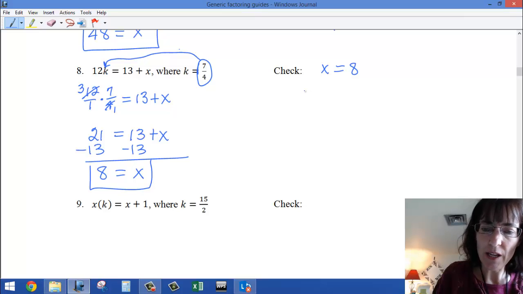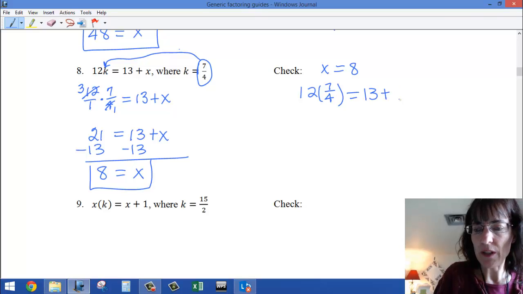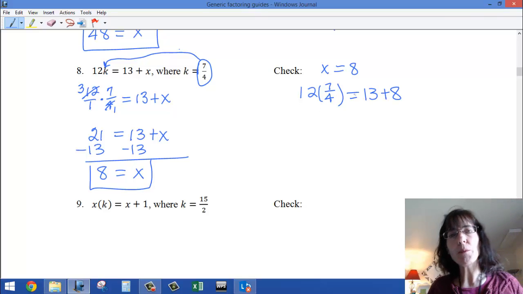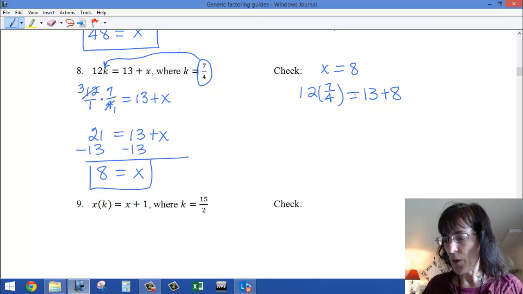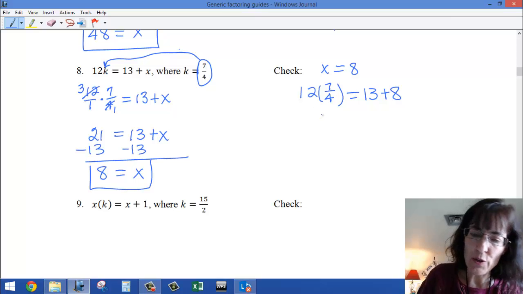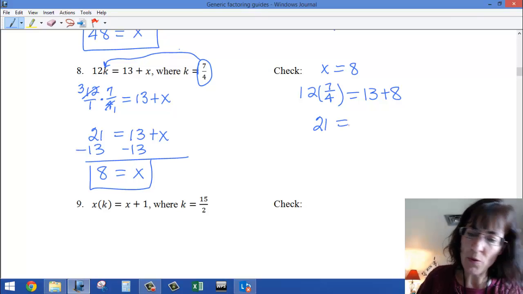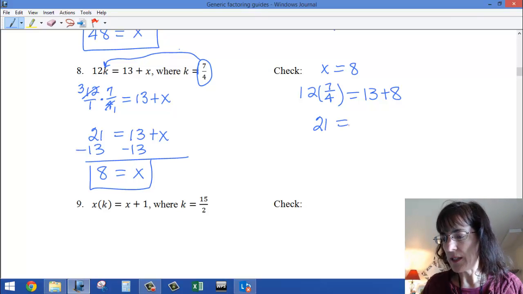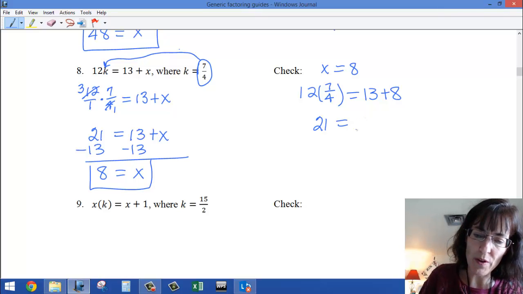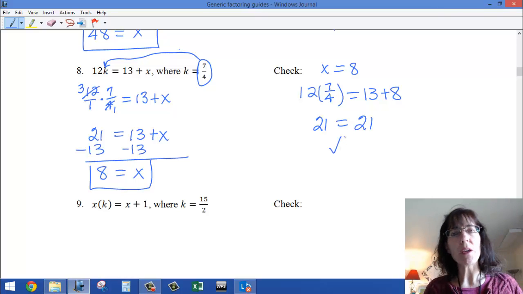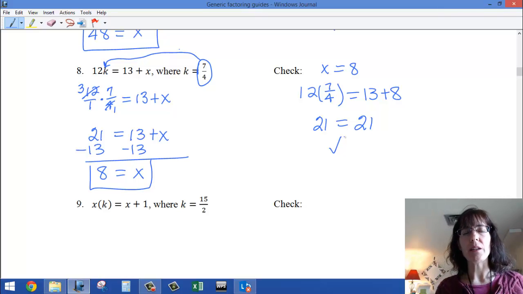I want to check it, so I have 12 times 7 over 4 equals 13 plus 8. So I'll check that on my calculator just to be sure. And what I'm going to do is 12 times 7 equals 84, and then divide by 4 equals 21. So I have 21 equals, and then 13 plus 8 equals 21. So I got the same thing on both sides, so x equals 8 is a solution.